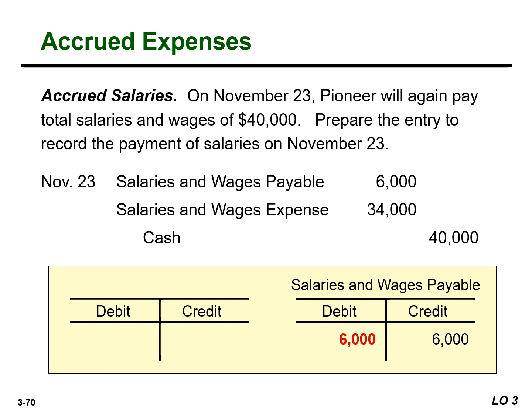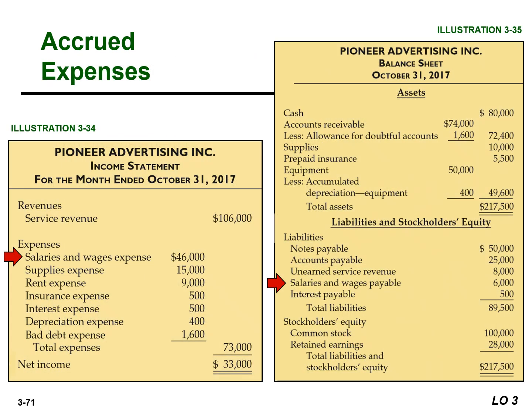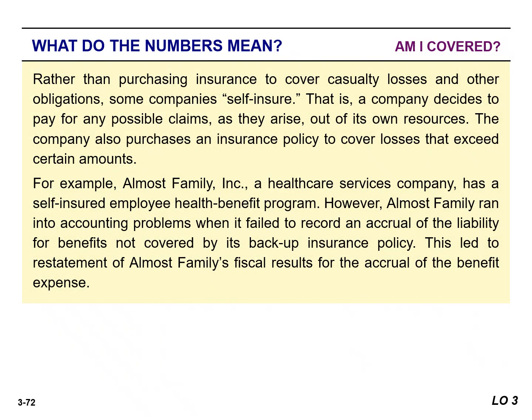So here's salaries as of November 23rd. You have salaries and wages payable, salary and wage expense, and cash. So in this case, we don't reverse it. What happens is when we paid the wages, we remove the payable account. Those are the two ways of dealing with it.